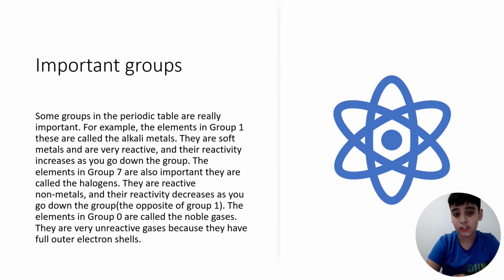So yeah. But group 7 elements are the complete opposite of group 1 elements. They are called the halogens. They are reactive non-metals, unlike being reactive metals. And their reactivity decreases as you go down the group. The complete opposite of group 1.